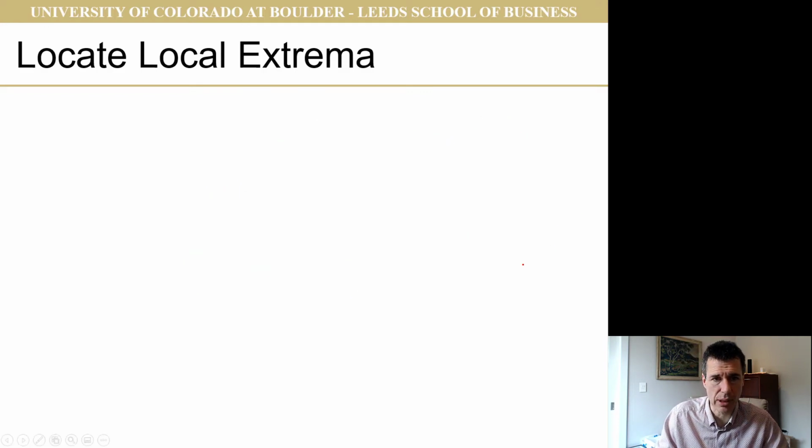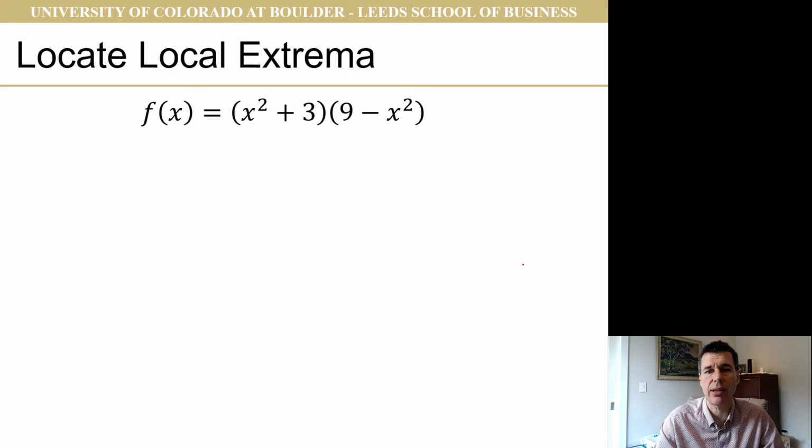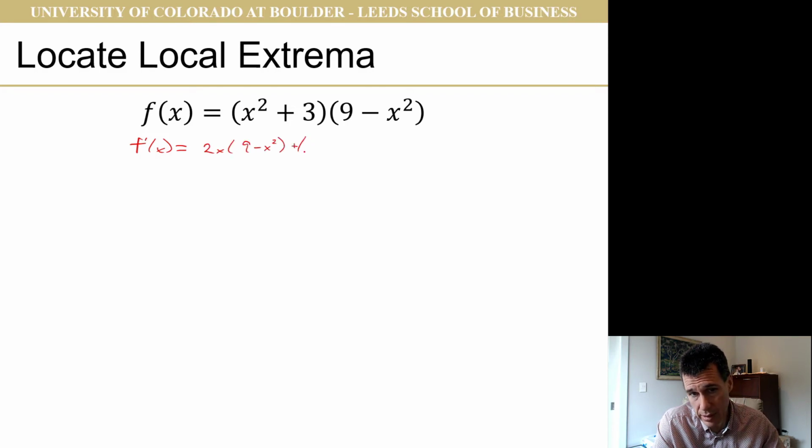Okay, let's do a couple more. f of x equals x squared plus 3 times 9 minus x squared. Take the first derivative. f prime of x equals, we've got a product rule here. We could multiply this all out, but let's just take the product rule so that the derivative of the first function is 2x times 9 minus x squared plus the first function, x squared plus 3 times negative 2x.